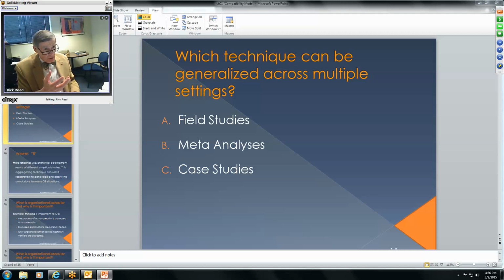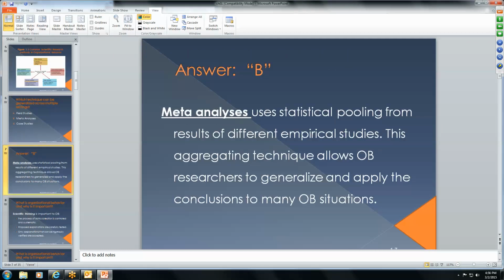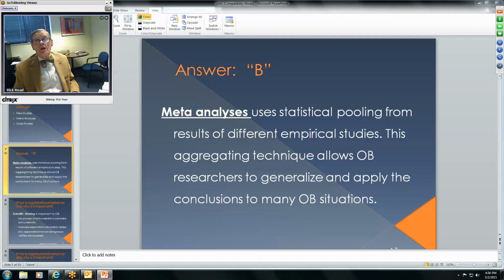So which technique generalizes across multiple settings? The 3 choices here: field studies, meta-analysis, and case studies. And the answer to that question is meta-analysis, for the reasons that are shown here on the slide, which I'm really not going to get into because you can read that as well as I can. But let's talk now about the next slide that's here.